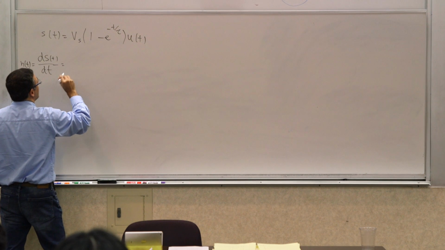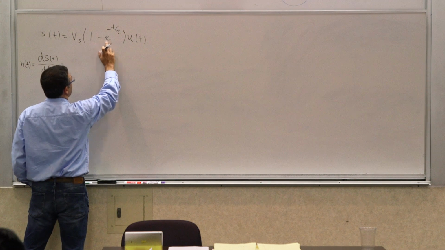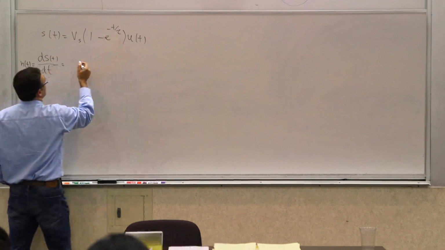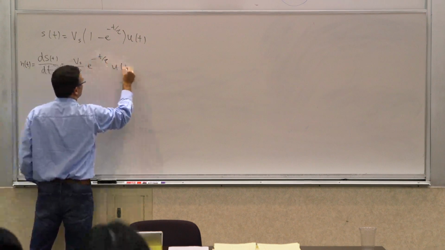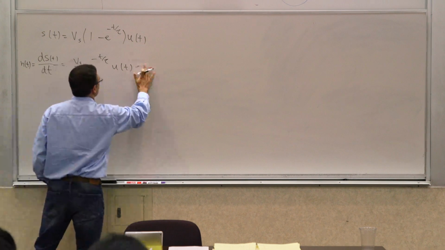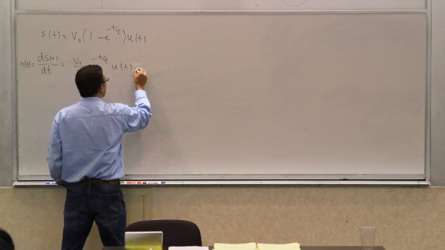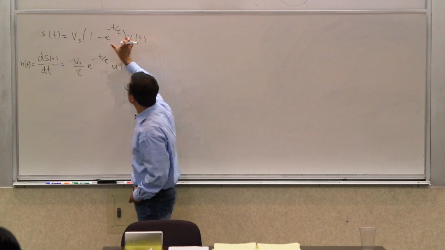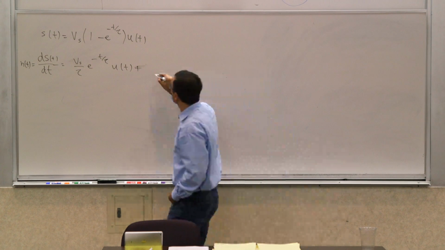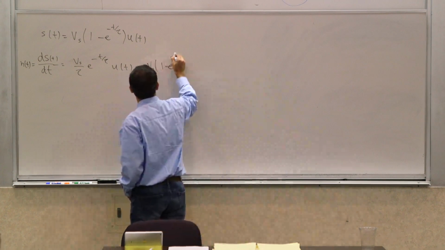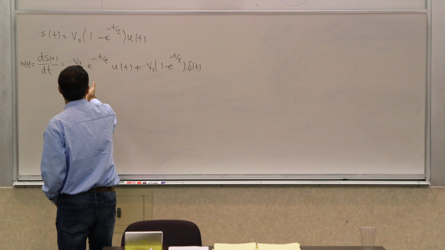So what's the derivative of the first one times the second one? It's Vs. This term gives you 0. You get a negative from here, another negative from this 1 over tau. So you get Vs over tau e to the negative t over tau u of t. That's the derivative of this times that. All good and nice. How about the second term? It is the derivative of this times that. What is the derivative of u of t? Delta of t, right? So it becomes Vs (1 minus e to the negative t over tau) delta of t.